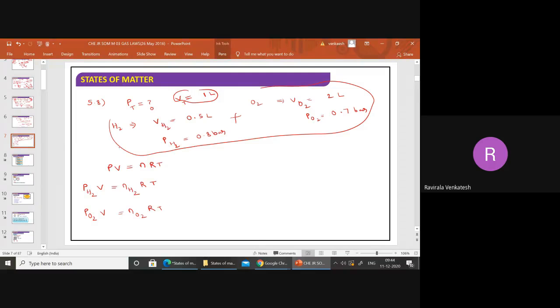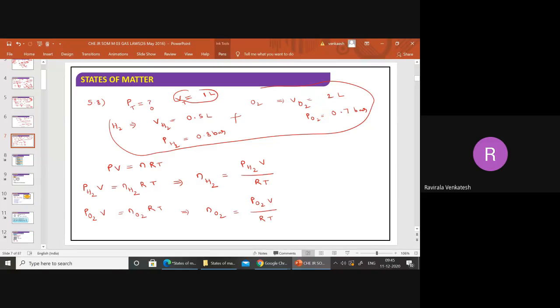Now, based upon this can I write number of moles of hydrogen is equal to what, beta? What is the formula for number of moles of hydrogen here? Partial pressure of hydrogen into V divided by RT. Next, number of moles of oxygen is equal to what, beta? Partial pressure of oxygen into V by RT.